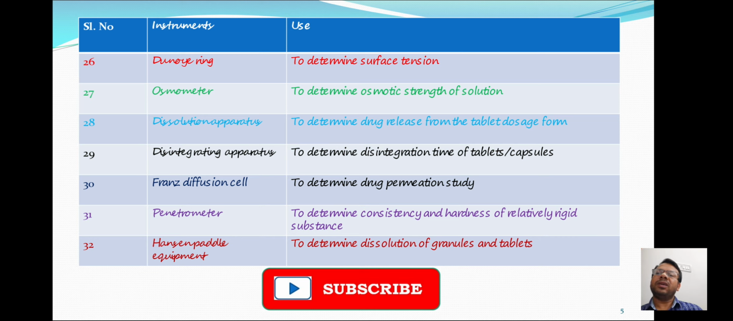Franz diffusion cell is used to determine drug permeation study. Penetrometer is used to determine consistency and hardness of relatively rigid substances. Hansen's paddle equipment is used to determine dissolutions of granules and tablets.